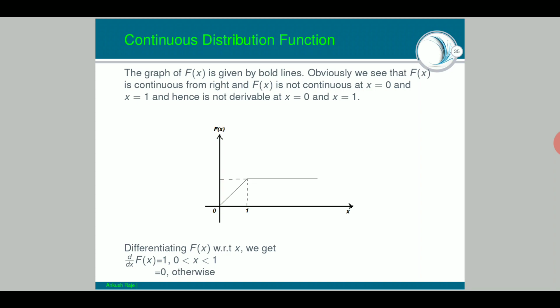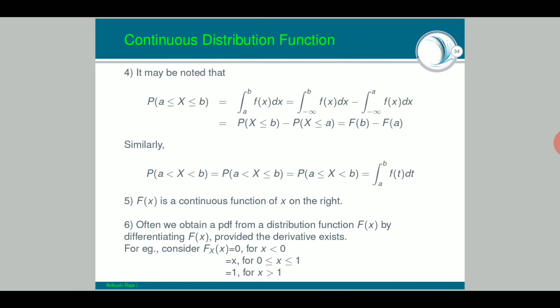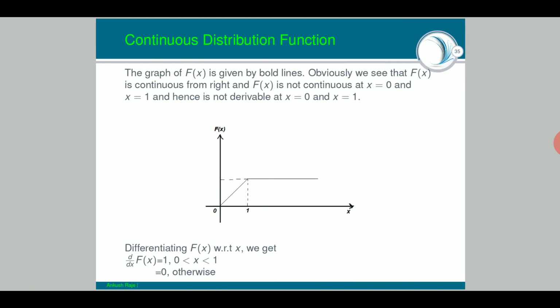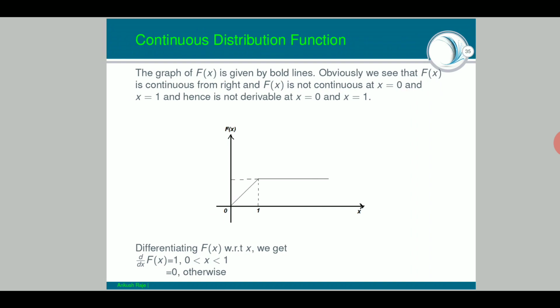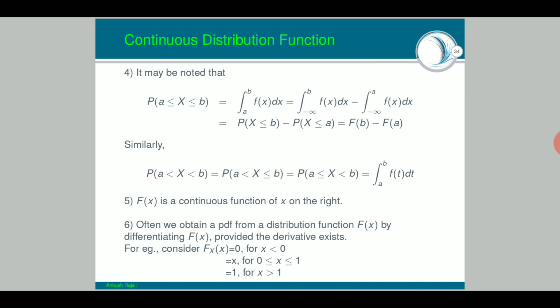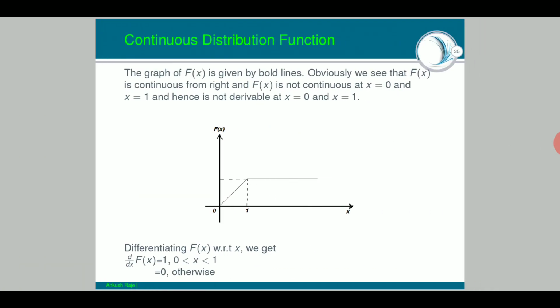Differentiating F(x) with respect to x, what do we get? You just differentiate it. What is the differentiation of x? It is 1. What is the differentiation of 1? It is 0. So we are going to define the function like this: dF(x)/dx is equal to 1 for 0 less than x less than 1. You can observe this. For less than 0 also we have 0 because the derivative of 0 is 0, and for greater than 1 we are again getting 0. So it is 1 for 0 less than x less than 1, and 0 otherwise.